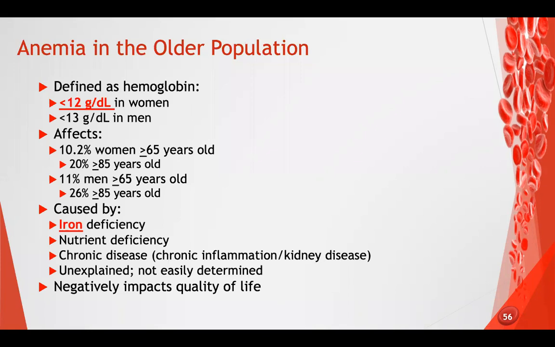So it's normally caused by iron deficiency, nutrient deficiency, chronic disease, if they have any chronic inflammation or kidney disease, or they could have anemia that's unexplained or not easily determined. And I will go over all the different types. And anemia can negatively impact the quality of life.